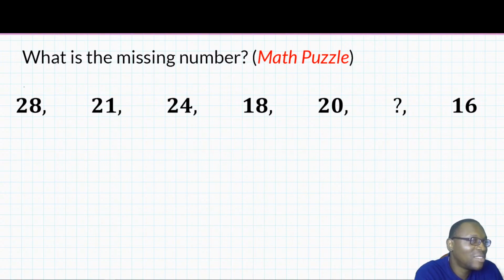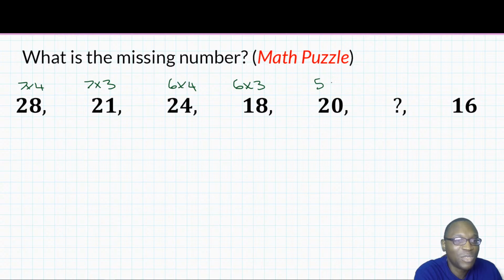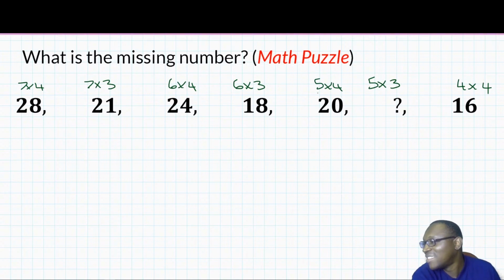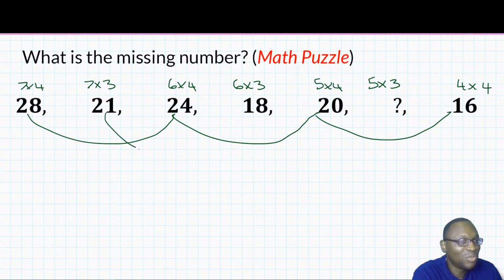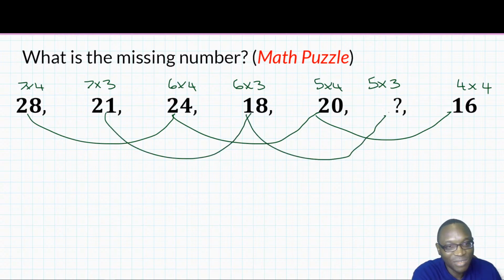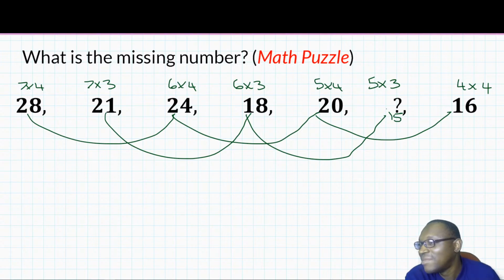What I thought to myself was 7 multiplied by 4, 7 multiplied by 3, 6 multiplied by 4, 6 multiplied by 3, 5 multiplied by 4, 5 multiplied by 3, then this is 4 multiplied by 4. So your thought process is fine. So you have 28 to 24, 24 to 20, 20 to 16, then you have 21 to 18, then 18 to 15. So two different ways to get at the answer. So that is really good.